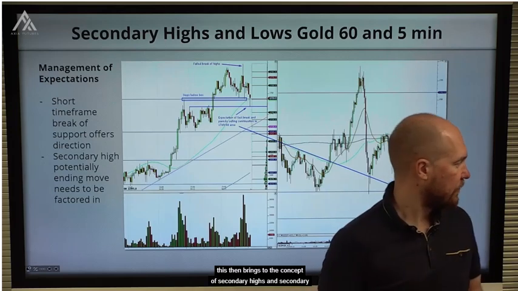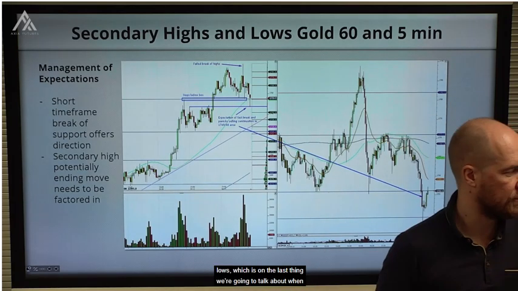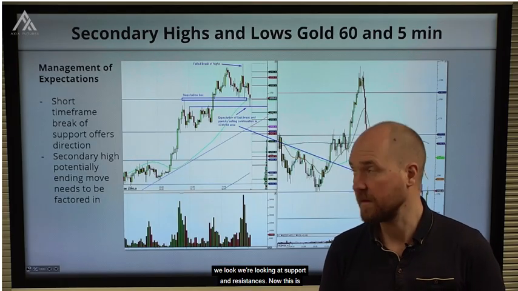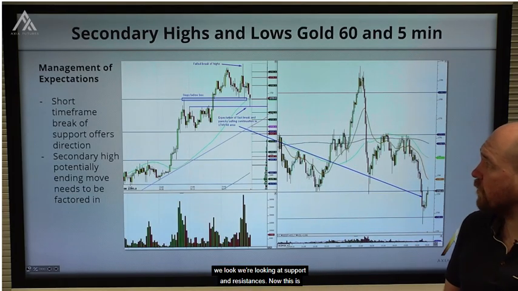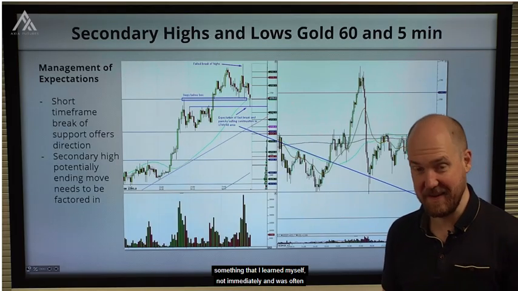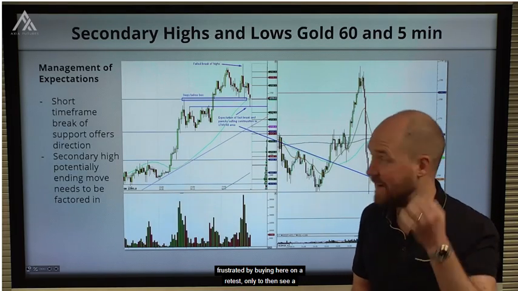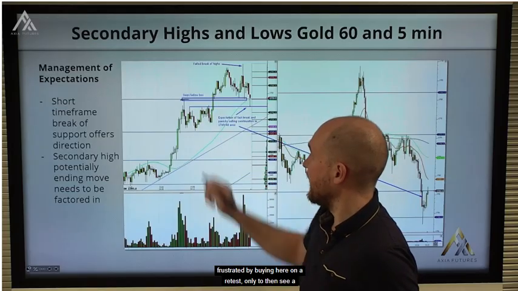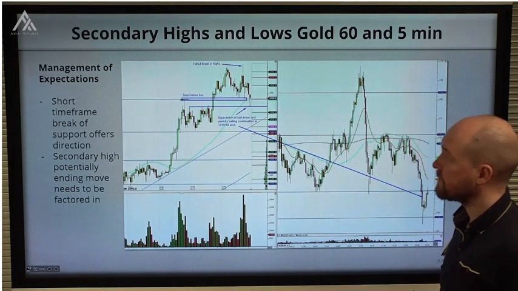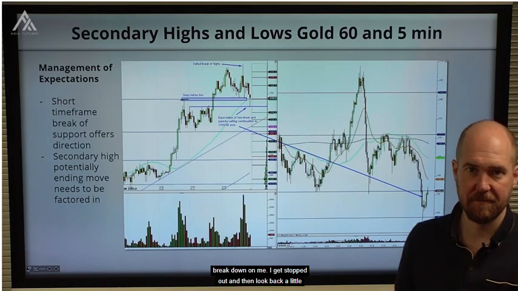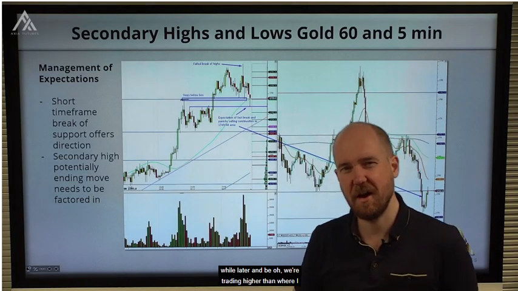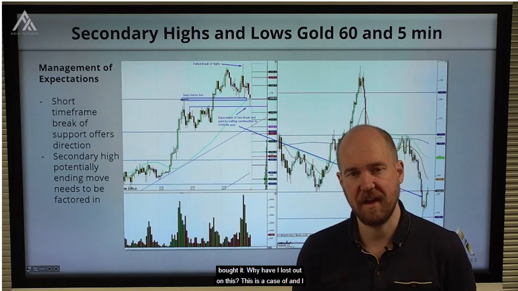And this then brings to the concept of secondary highs and secondary lows, which is one of the last things I want to talk about when we're looking at supports and resistances. Now, this is something that I learned myself, not immediately, and was often frustrated by buying here on a retest, only to then see a market break down on me. I get stopped out, and then look back a little while later and think, oh, we're trading higher than where I bought it. Why have I lost out on this?